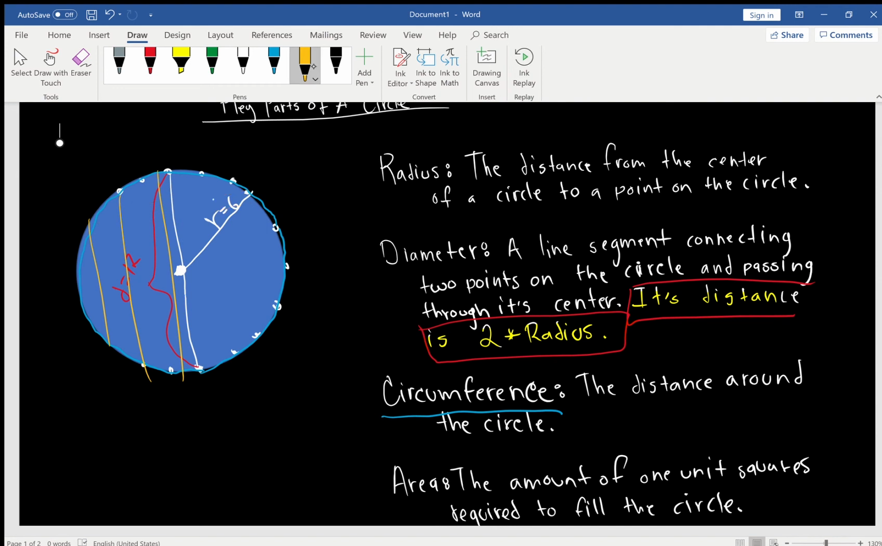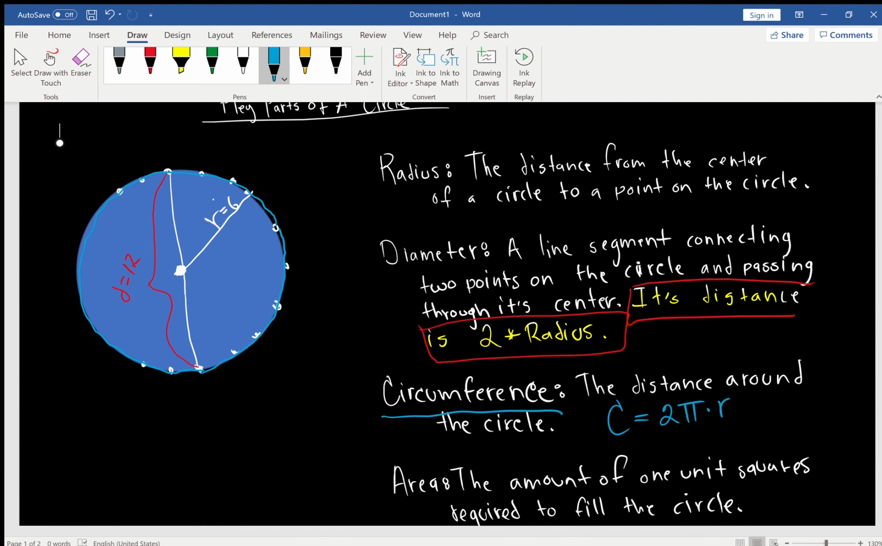So now, to figure out the length around the circle, we have to use a formula. The formula for the circumference is going to be C is equal to 2 times pi times r.